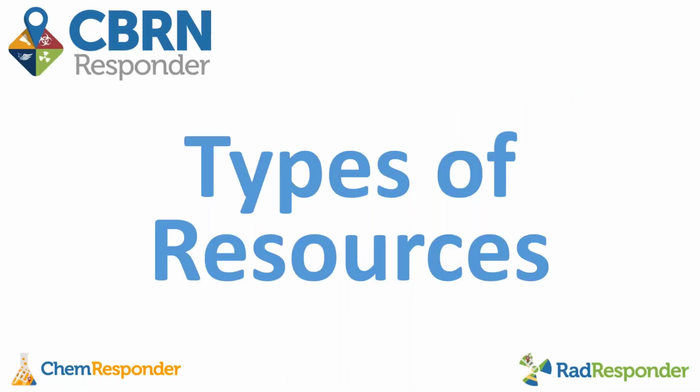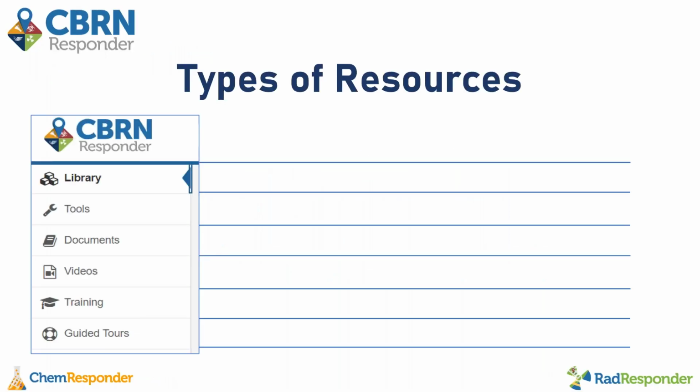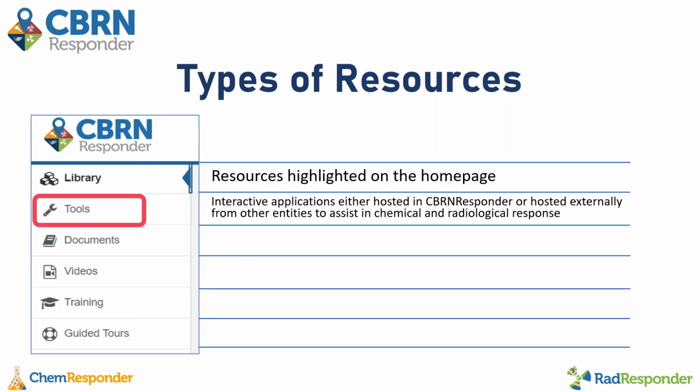There are 6 different types of resources in the resource library, and we'll start by going over a brief explanation of each of them. The library, this is your RadResponder, ChemResponder, CBRNResponder resource library homepage. So there are some highlighted resources on here. Tools, these are interactive applications either hosted in CBRNResponder or hosted externally from other entities to assist in chemical and radiological response.